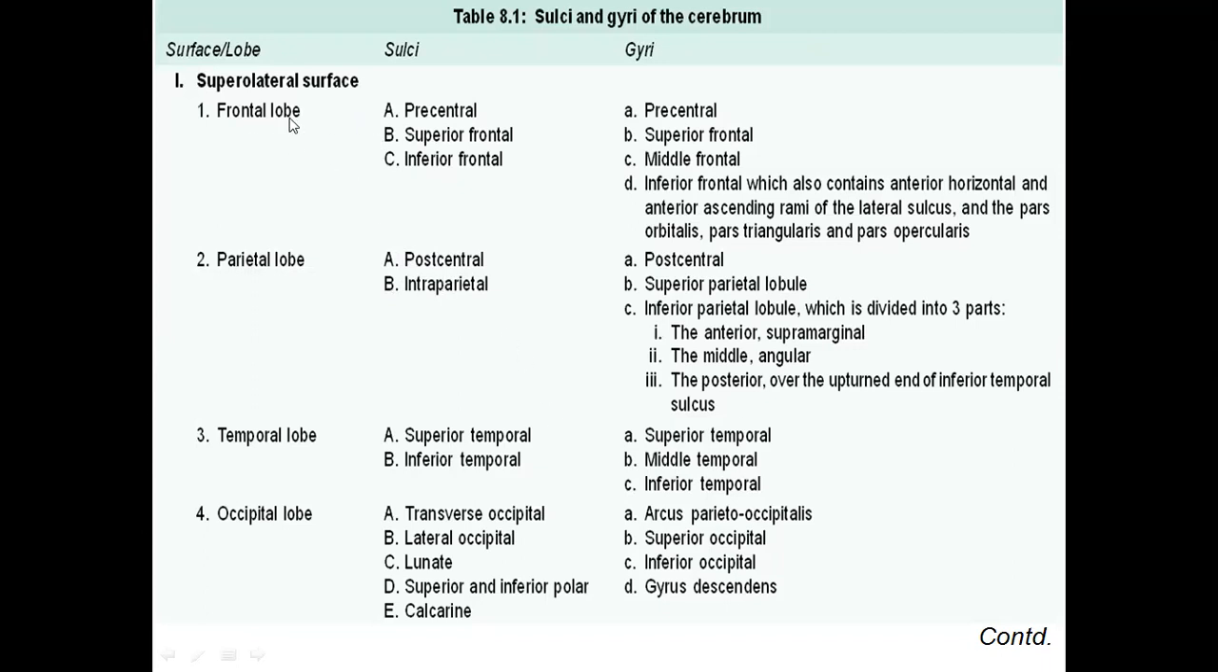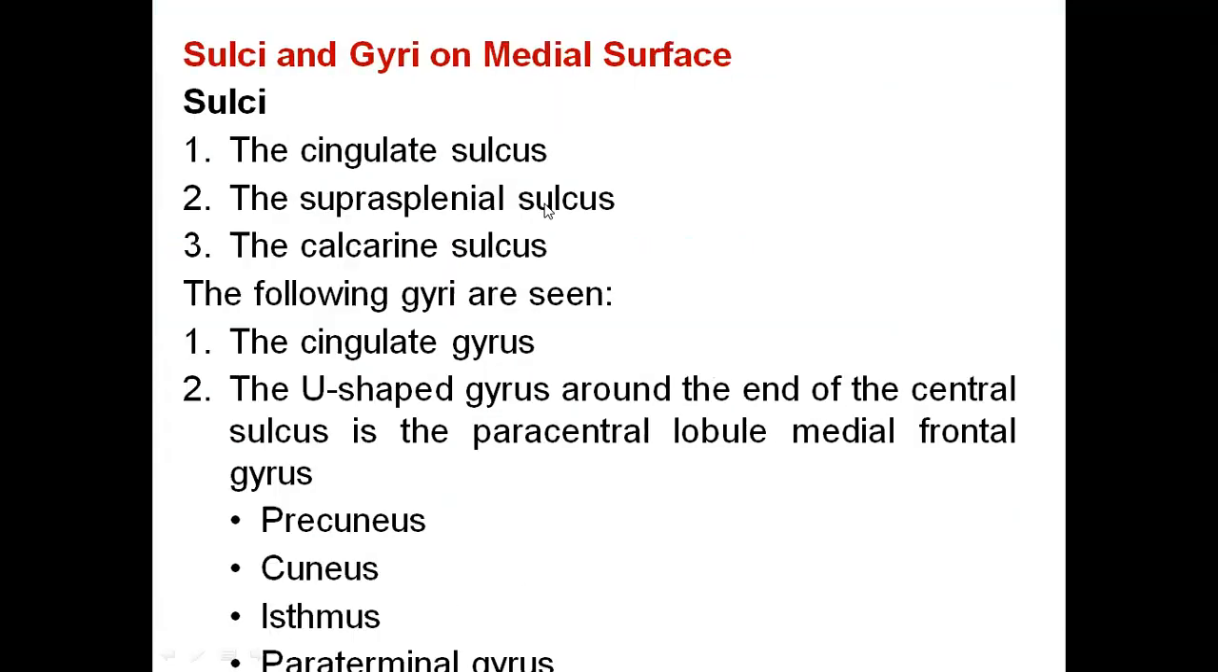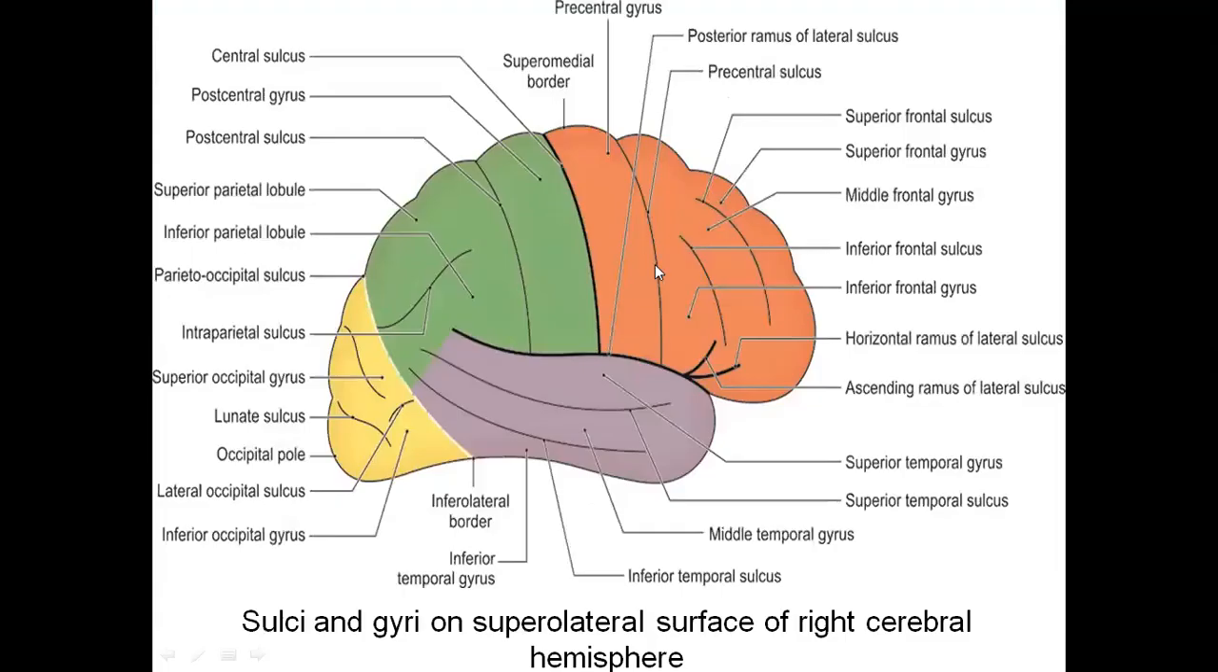Now in this, you can see the frontal lobe sulci: we have the pre-central sulcus. Between the central and precentral sulci, we have the precentral gyrus. Between the superior frontal and inferior frontal sulci, we have superior frontal gyrus, middle frontal gyrus, and inferior frontal gyrus. In the inferior frontal gyrus, we have the anterior horizontal and anterior ascending rami of the lateral sulcus, which divide this into three areas: pars orbitalis, pars triangularis, and pars opercularis. So this is what we have seen in the frontal lobe.